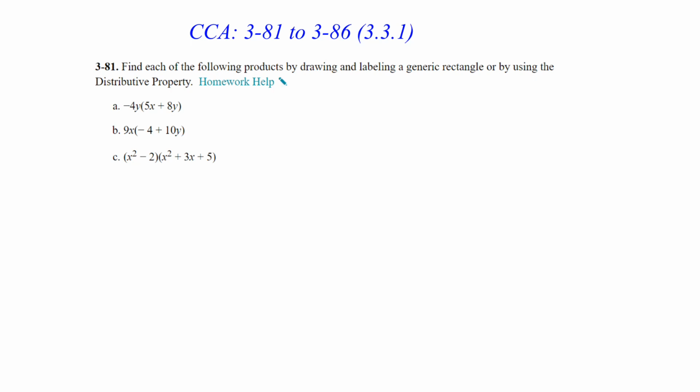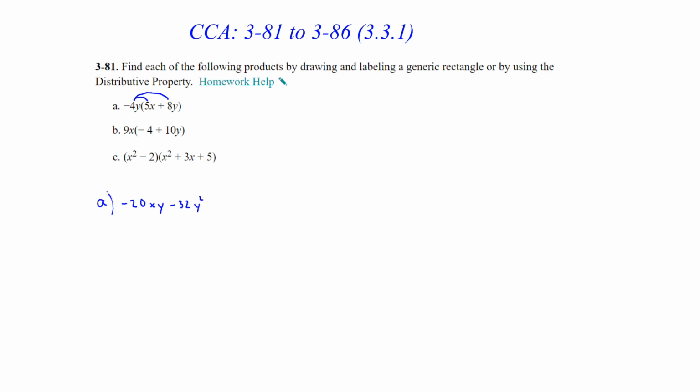Question 81. Find each of the following products by drawing and labeling a generic rectangle or by using the distributive property. For part A, we're going to distribute negative 4y to a 5x and an 8y. So we're just going to use the distributive property. That would give us negative 4 times 5 is negative 20, and then y times x is yx or xy. You'll start seeing the variables go in alphabetical order. The next one is negative 4 times positive 8. That's negative 32, so that's minus 32. And then what's y times y? That would be y squared.